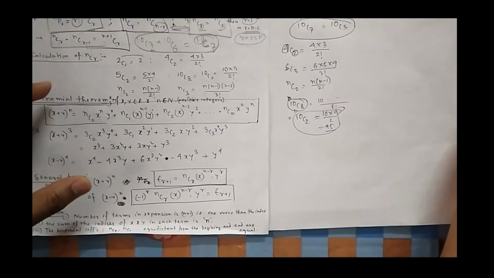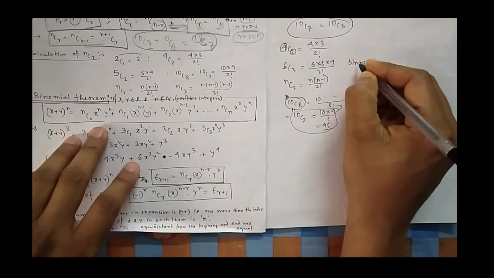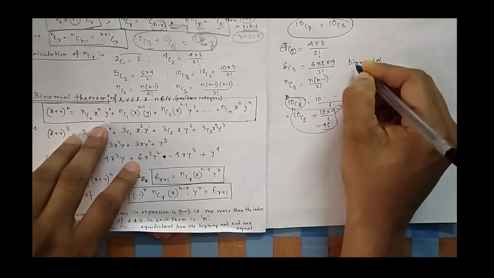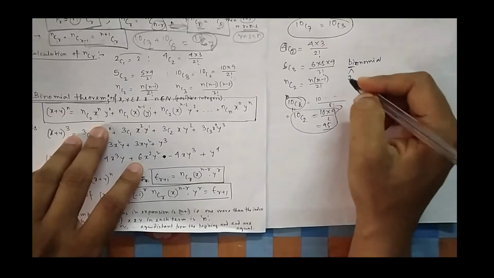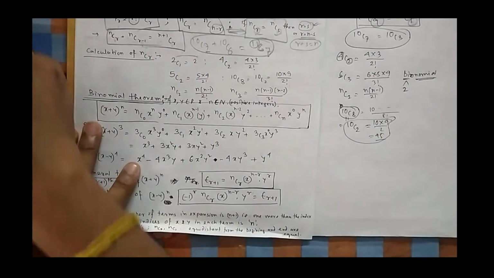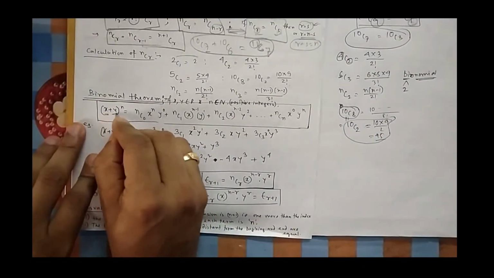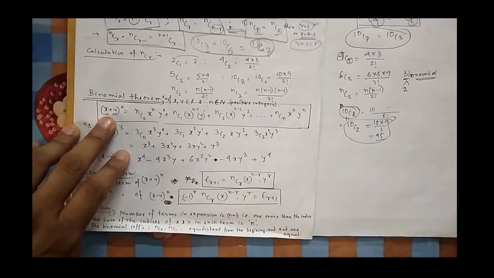Okay, what is the binomial theorem? The name is binomial. Bi means two. Mono means 1, tri means 3, bi means 2, and nomial means number of terms. That means if you see here x plus y, there are two terms, x and y. So this is your nomial. How many nomials? Two nomials, bi. That's why it is known as the binomial theorem.